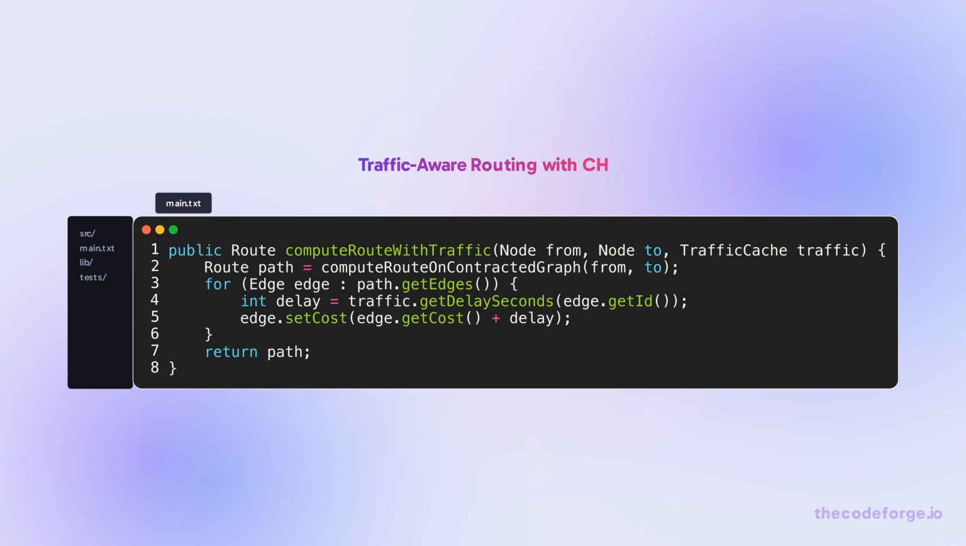The article mentions applying traffic as a post-processing penalty. Here's a concrete implementation. After finding the shortest path on the contracted graph, iterate over edges and add traffic delay from a cache. This keeps CH static while traffic data changes dynamically.